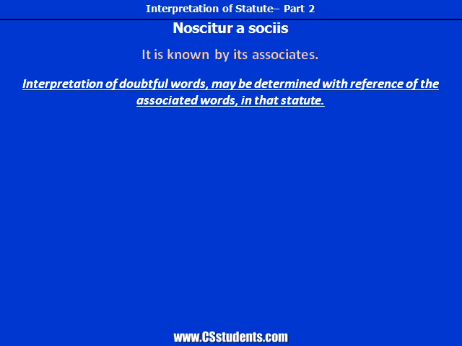The next rule is noscitur a sociis. The meaning of this Latin maxim is it is known by its associates. In general life also, we follow this principle. If we have to judge some person, we also try to see who he is friends with. The similar principle could be applied with the words and their meanings, while making interpretations. As per this rule, interpretation of doubtful words may be determined with reference to the associated words in that statute.